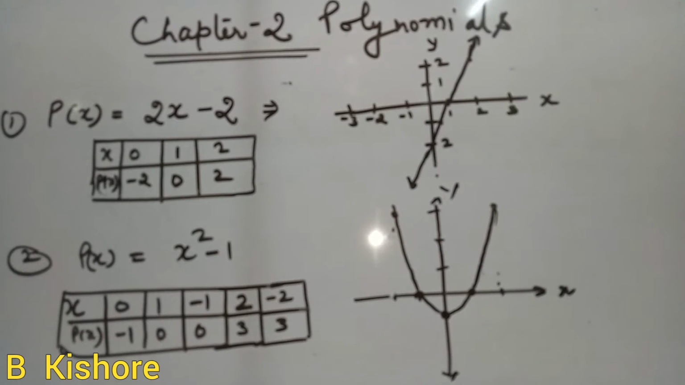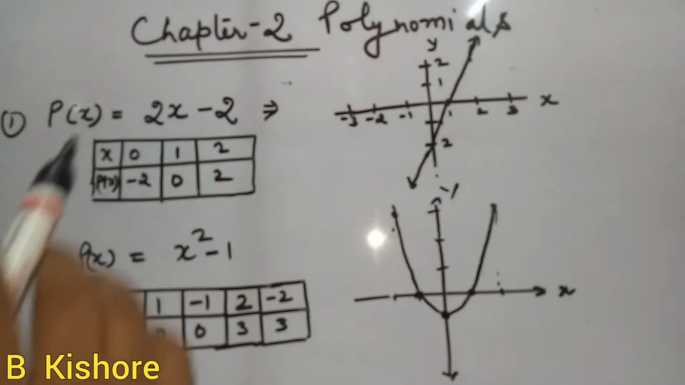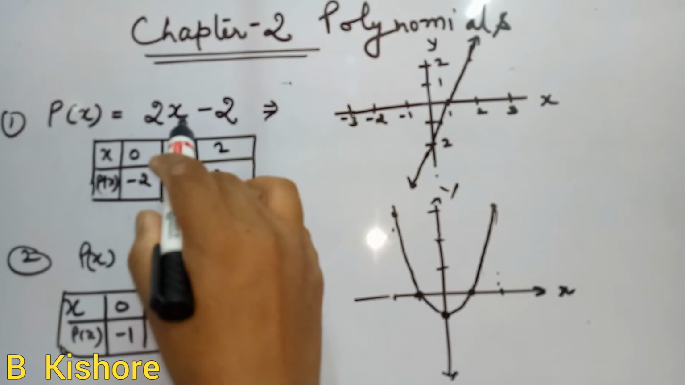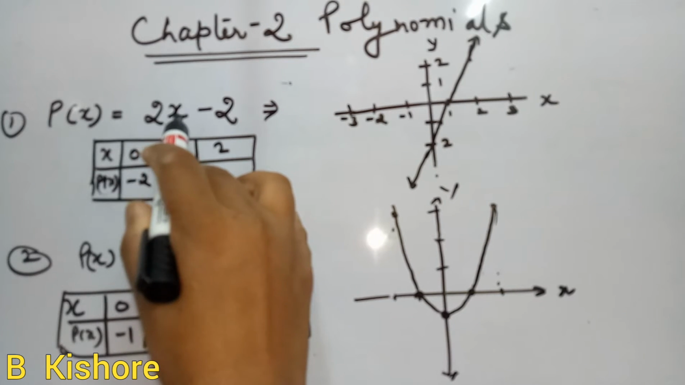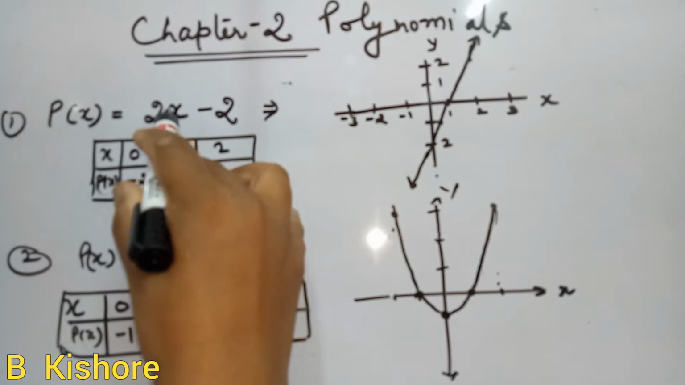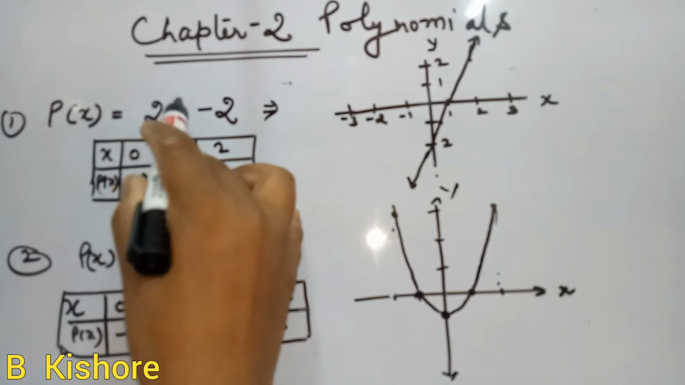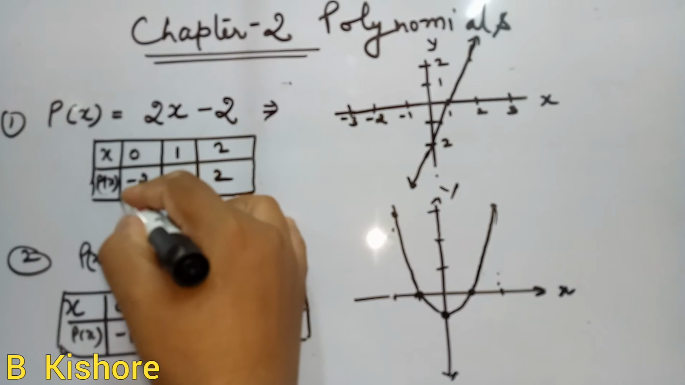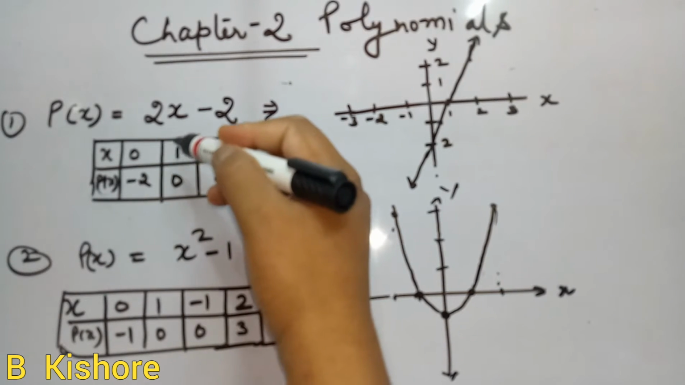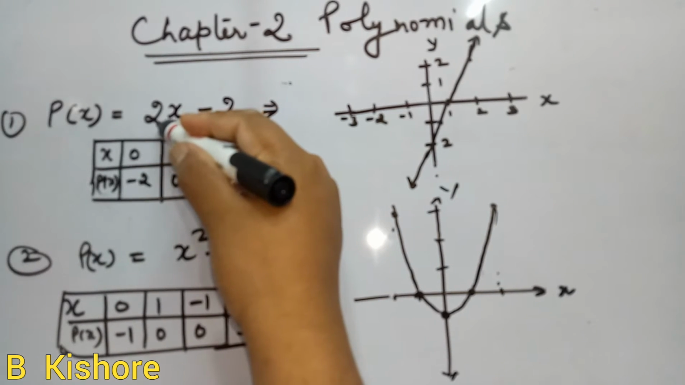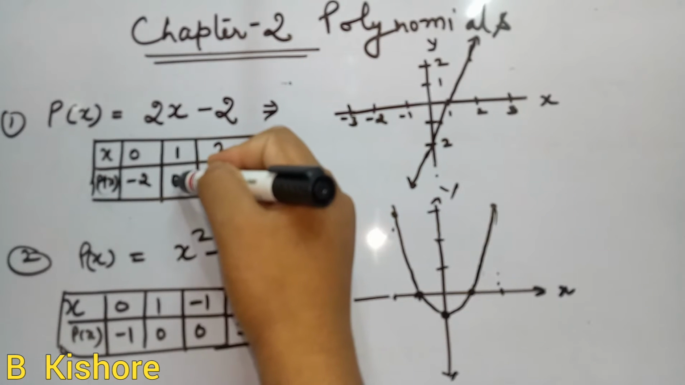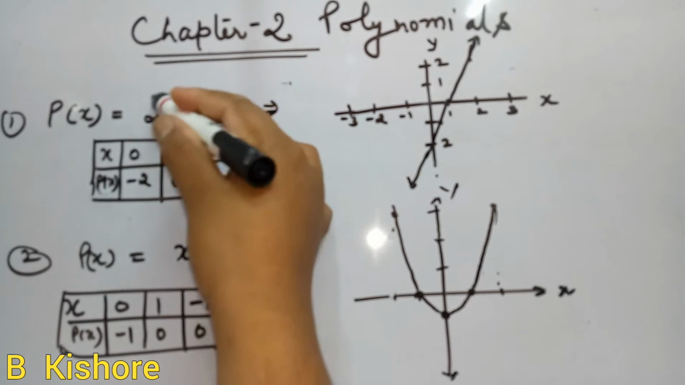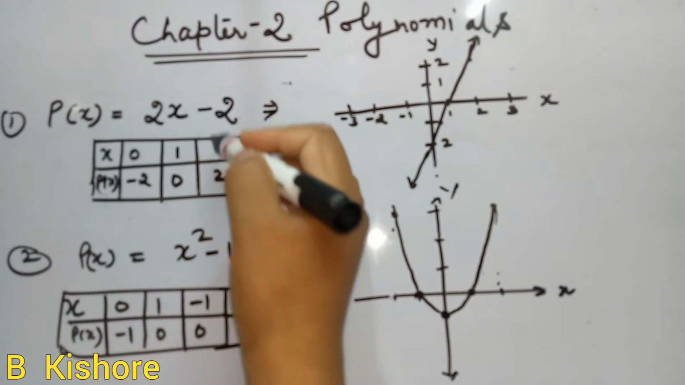Now let us see some graphs of polynomials. Suppose I take this polynomial p(x) equal to 2x minus 2. Now if you put different values of x, what will you get? Suppose I put x equal to 0. When I put x equal to 0, this term will go 0. 0 minus 2, that is minus 2. So p(x) will become minus 2. Suppose I put x equal to 1. So 1 into 2, 2. 2 minus 2 is 0. So this will become 0. Suppose I put x equal to 2. Then 2 twos are 4, minus 2, that is 2.